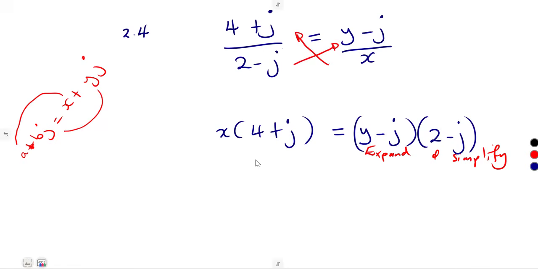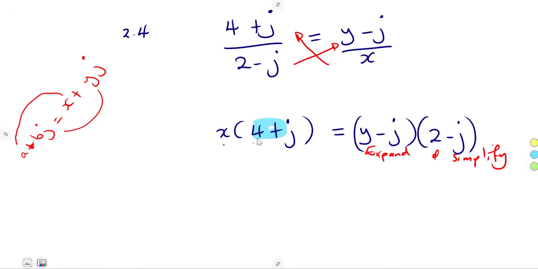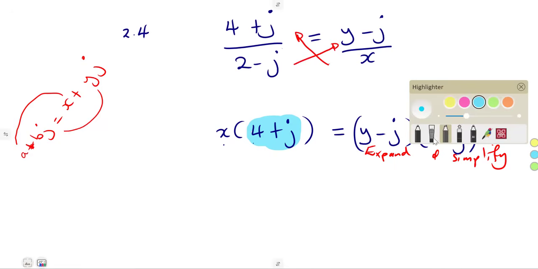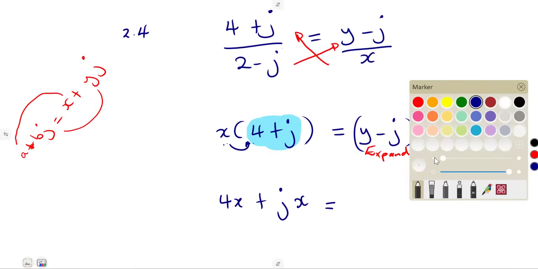Okay. So x times 4, as we are distributing the first bracket, that's going to be 4x plus jx, or xj. So we've got 4x plus x times j, which is going to be jx or xj. This is equal to, on the right hand side, there are two brackets.